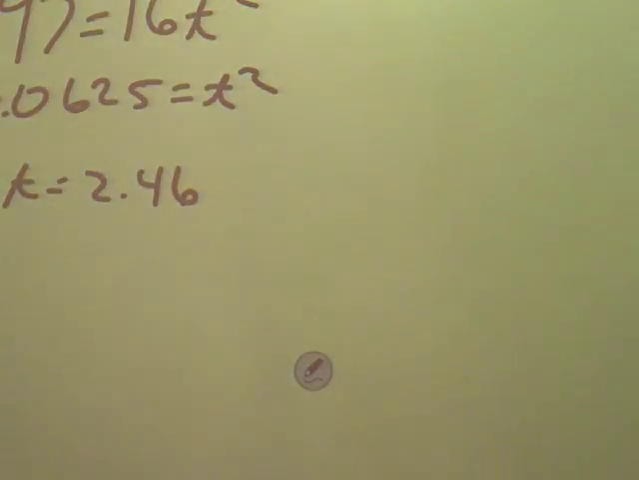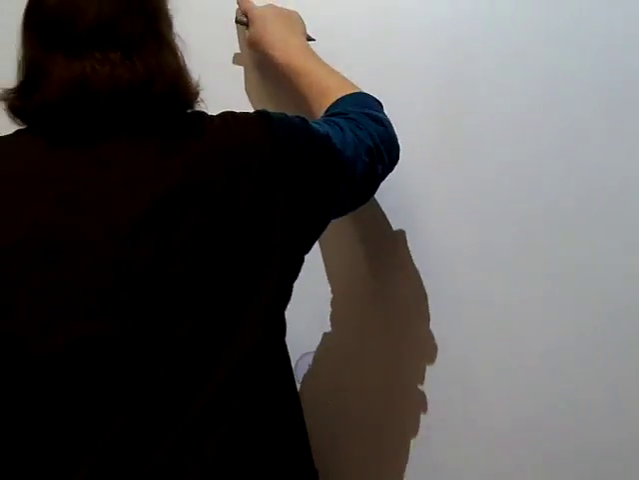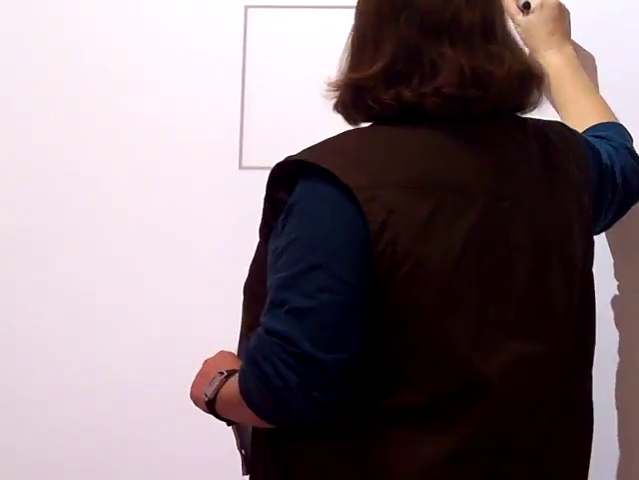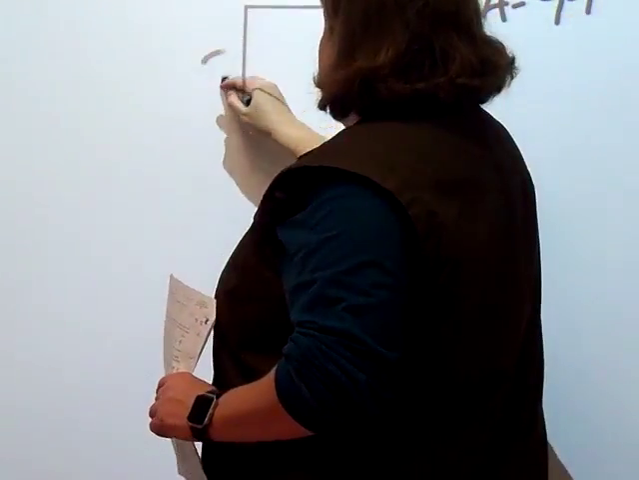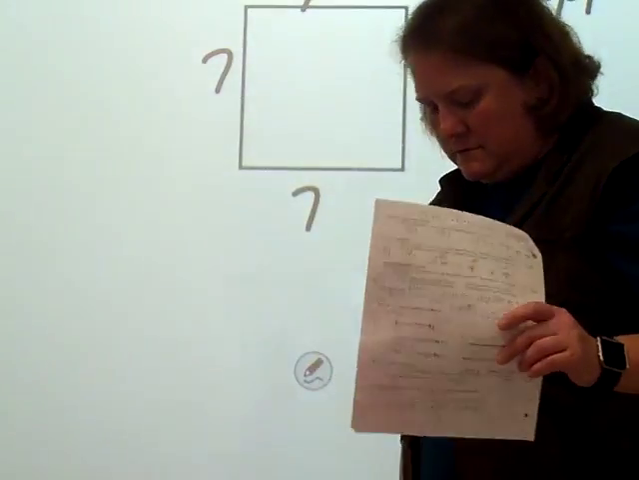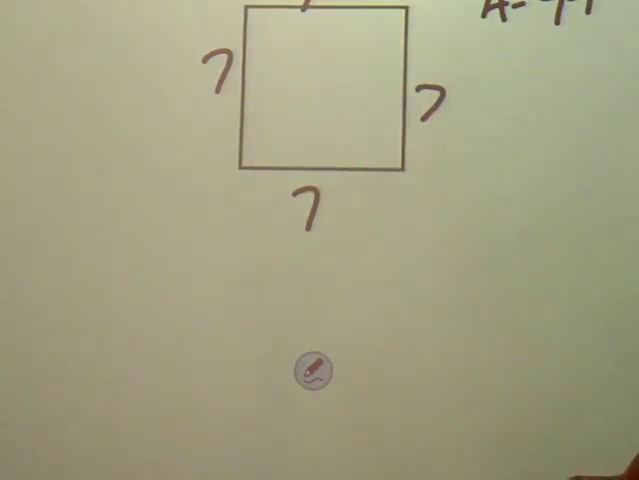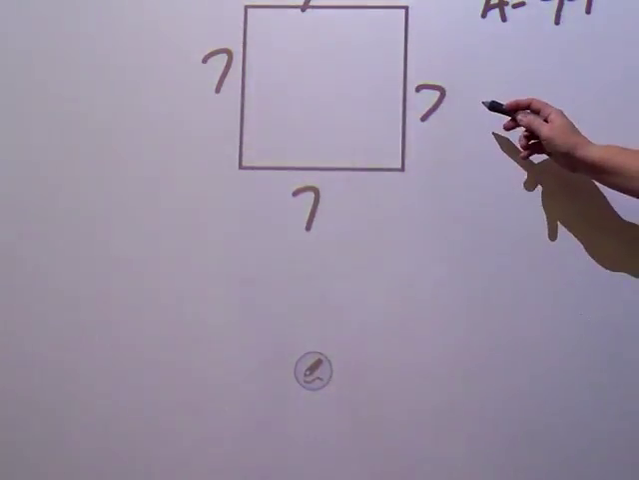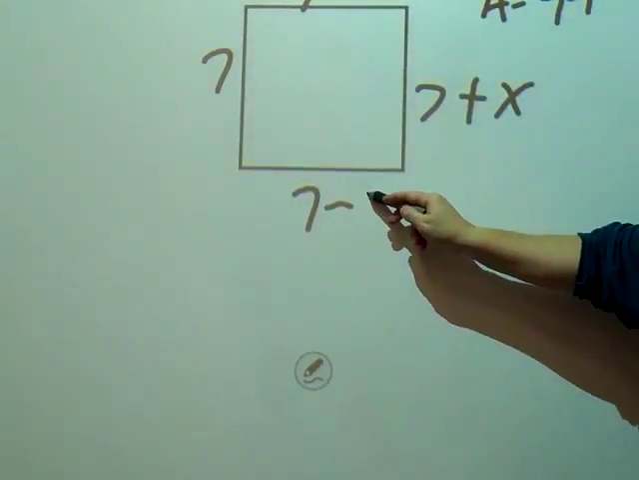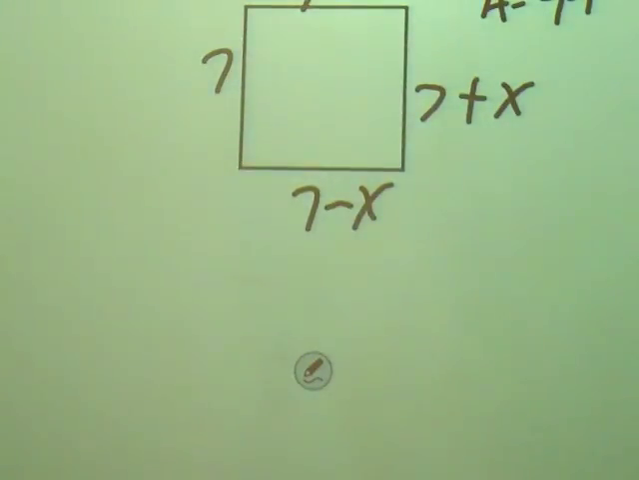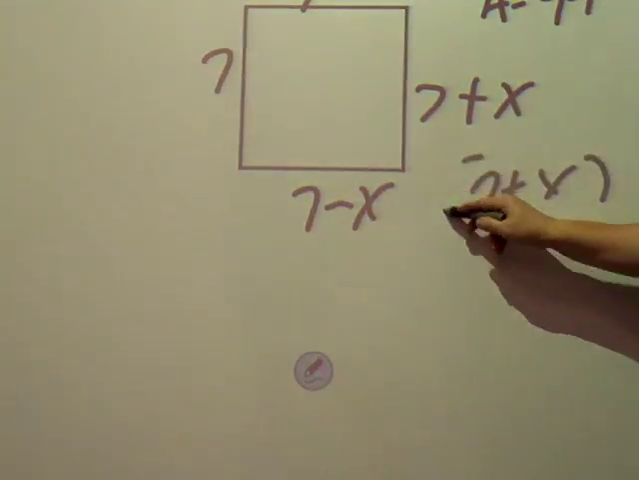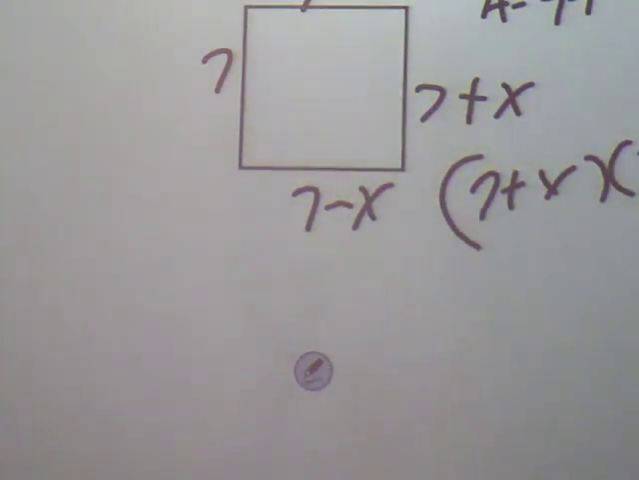Alright, 17. A square has an area of 49. Okay, we know special stuff we've already talked about on the square. If the area of this square is 49, each of these sides has to be 7. Then it says if the same amount is added to the length and removed from the width, so if we want to add something to this one and subtract the same from that one, and the area is 45, what happens? So, 7 plus x times 7 minus x is equal to 45.